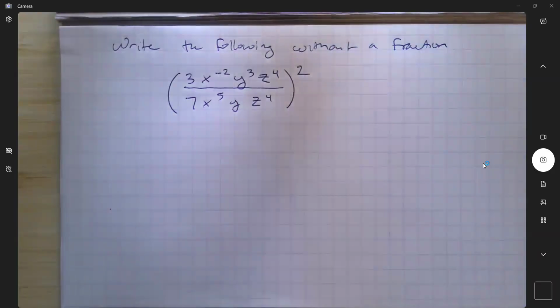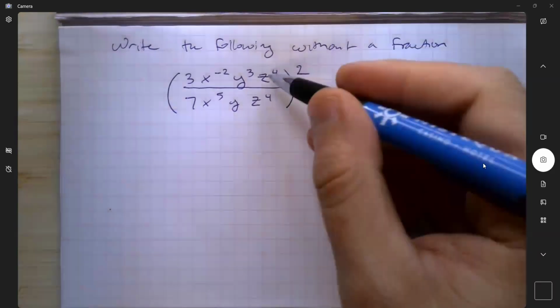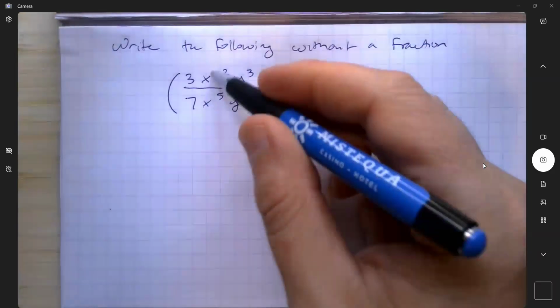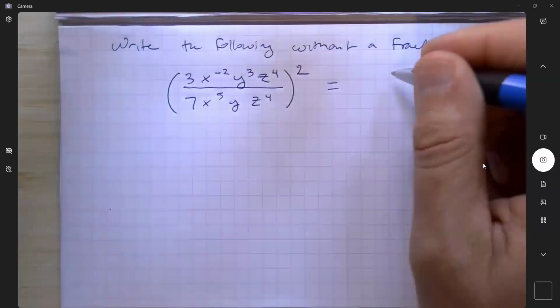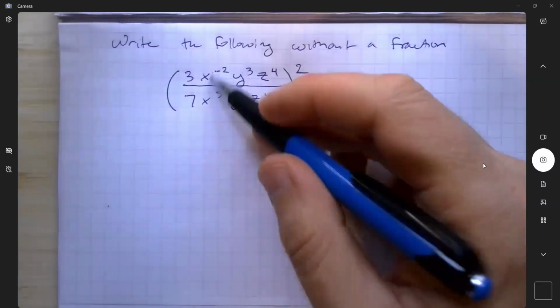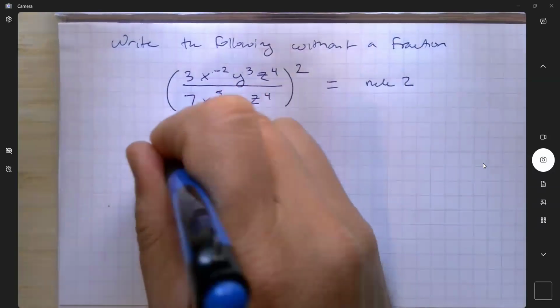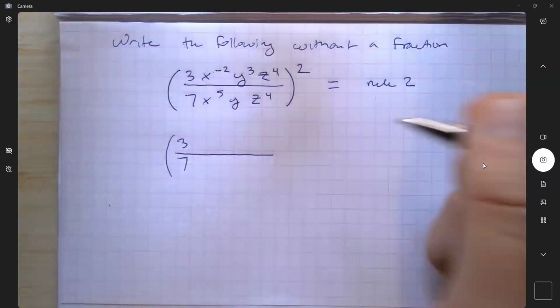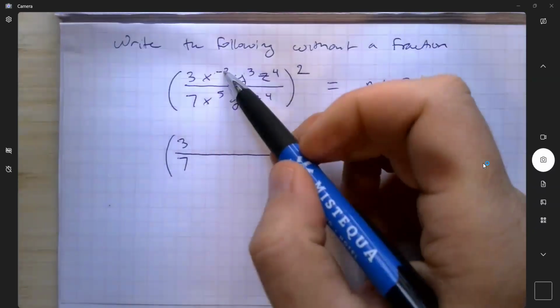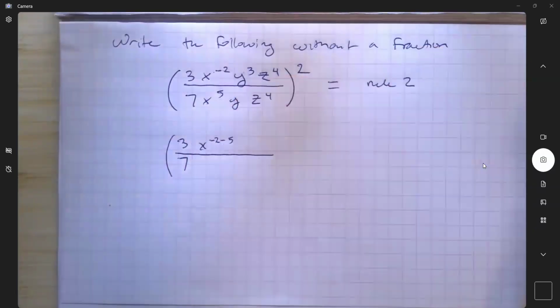All right, in this case, there are a lot of ways to approach this. I could distribute the power like I did in the other one first. But in this case, I've got some simplification that I can do before I do anything else. So I'm actually going to use rule 2, where if you're dividing the same base, you can subtract the exponents. So the 3/7 can't do anything with that. But x to the minus 2 divided by x to the 5, I can write that as x to the minus 2 minus 5.